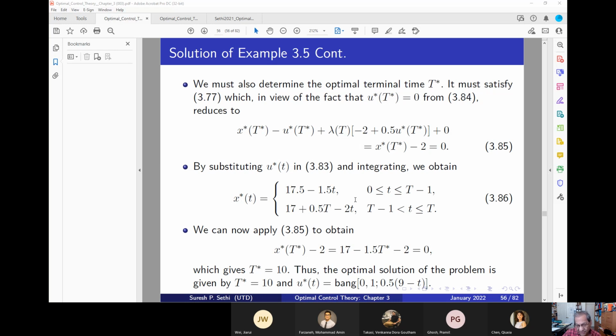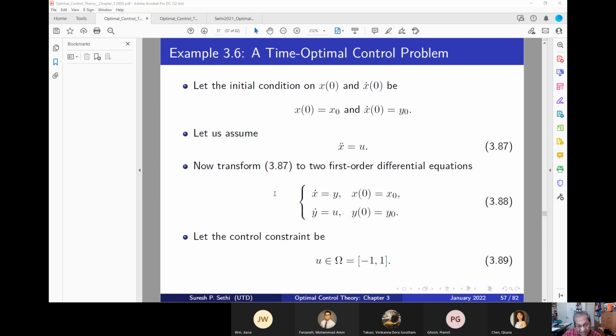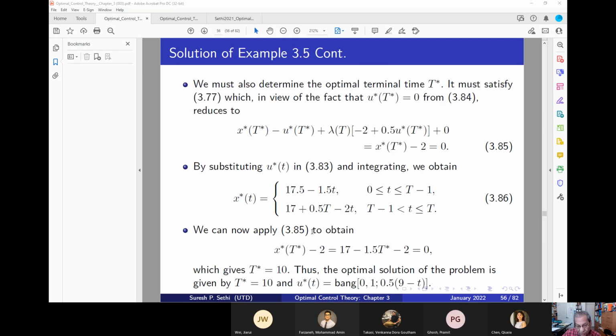I find x star t, and then I put capital T here. The capital T then gives me x star t star minus 2 to be 17 minus 1.5 t star minus 2, which is coming from here, and then 2 equal to 0. So I use this formula for x star t star, I put t equal to t star, capital T equal to t star, and this equal to 0. And that gives me t star equal to 10.